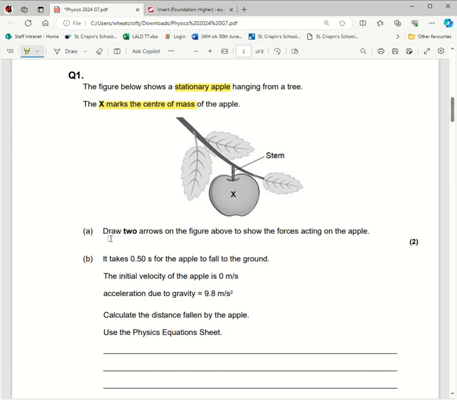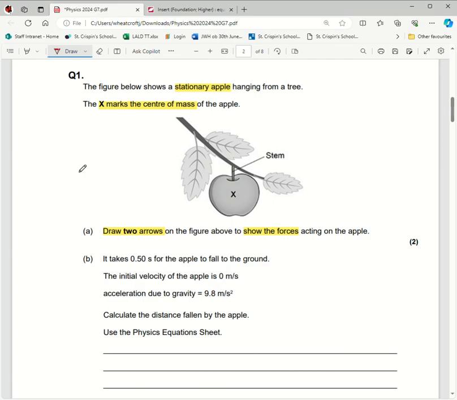The first part of this question then is asking us to draw two arrows on that figure to show the forces acting on the apple. Now, whenever we've got a diagram where we're drawing force arrows, we call those free body diagrams, and it's very important that in free body diagrams we are drawing the forces away from the object and they originate at the centre of mass of the object. So we must be drawing our arrows from the X point on the apple, and it's a stationary apple.